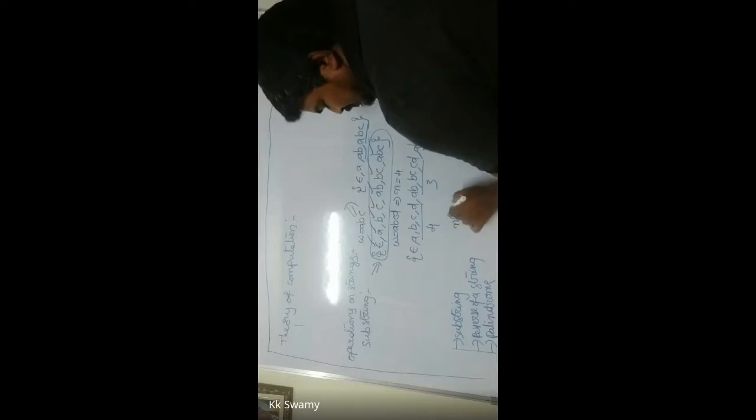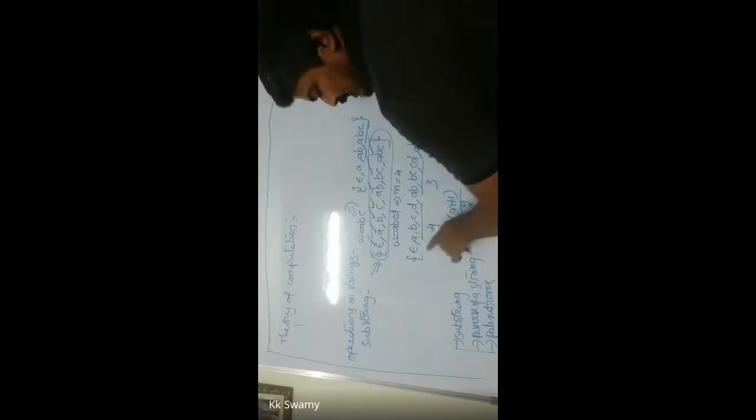Suppose the string length is 5, what then? It starts from 5 plus 4 plus 3 plus 2 plus 1. This series is repeated. What is the series name? Sum of n natural numbers. Sum of n natural numbers means n into n plus 1 by 2.